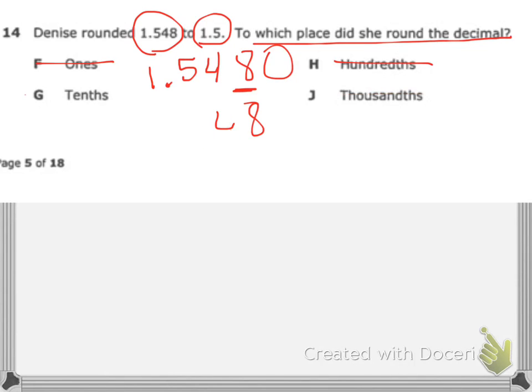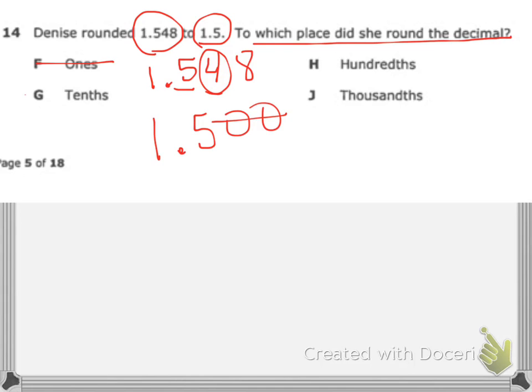So the only answer choice that makes sense is rounding this number to the nearest tenths place, and you end up with this, which is the same thing as 1.5. So our answer is G.